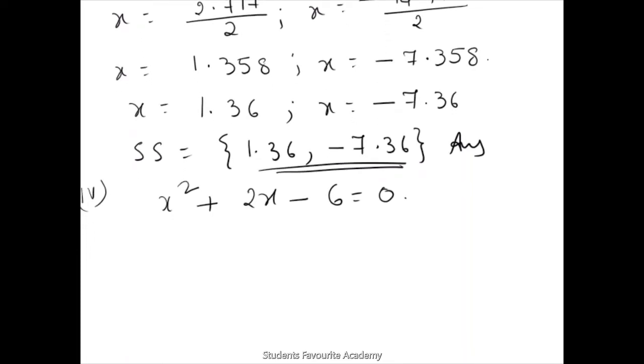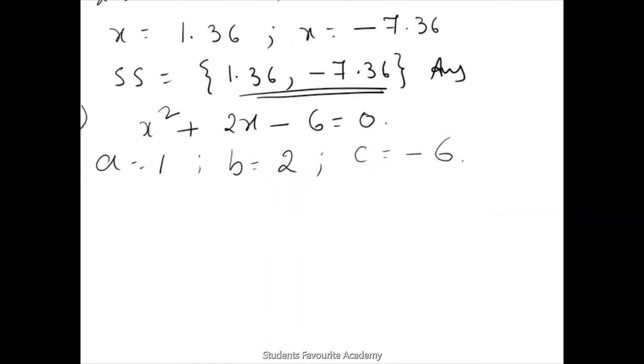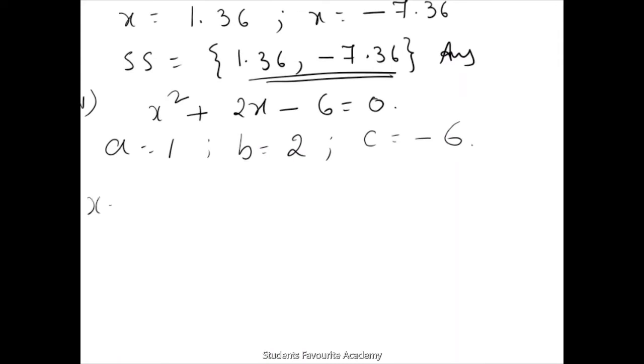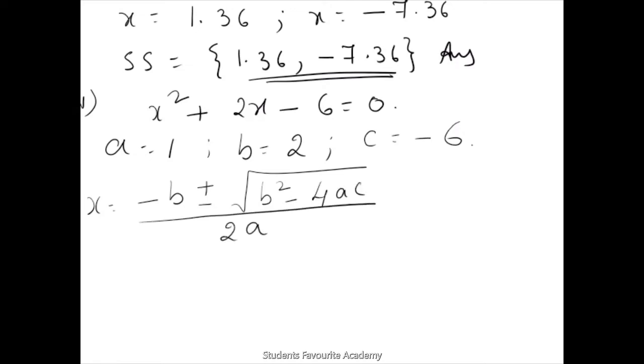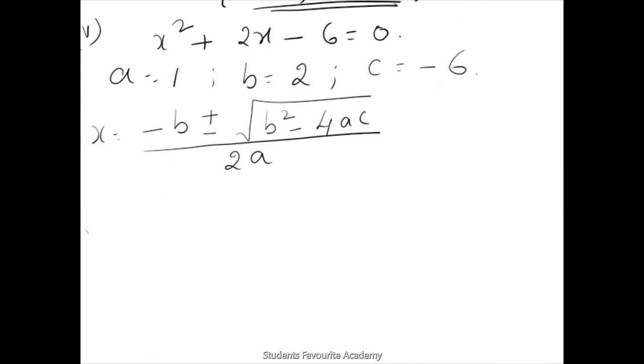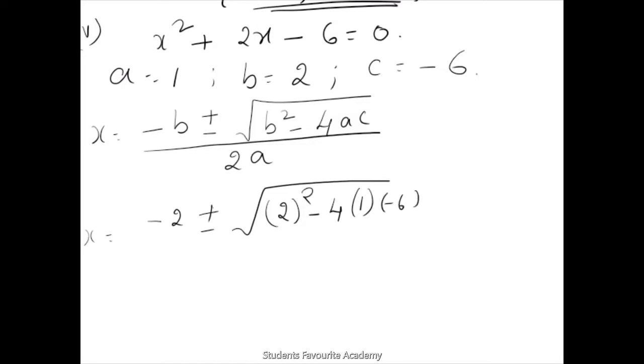Okay, so here a is equal to 1, b is equal to 2, and constant c is equal to minus 6, right? So our formula is x is equal to minus b plus or minus square root of b square minus 4ac upon 2a, right? So we will substitute the values in the formula. So x is equal to minus b, which is 2, plus or minus square root of b square becomes 2 square, minus 4 into a is 1 and c is minus 6, right? Upon 2 into a, and a is 1, right?